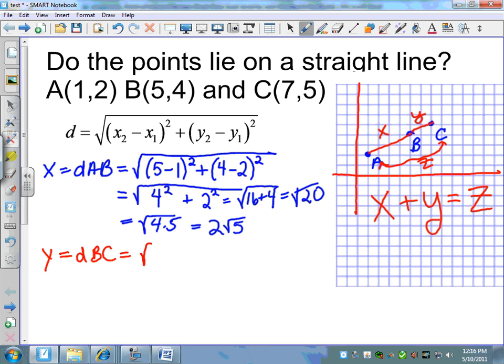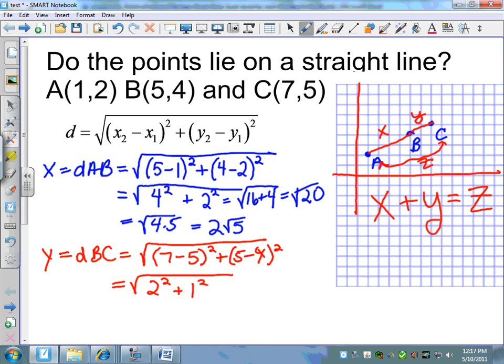Again, using the distance formula, we're plugging in the x and y values for points B and C. Start off with the x values, 7 minus 5 squared plus 5 minus 4 squared, that should be a 4 there, squared, equals, again, parentheses first, 7 minus 5 is 2 squared plus 5 minus 4 is 1 squared, 2 squared plus 1 squared, that is 4 plus 1, and then we get the square root of 5. So we have found distance x, distance y. Let's move on to distance z.